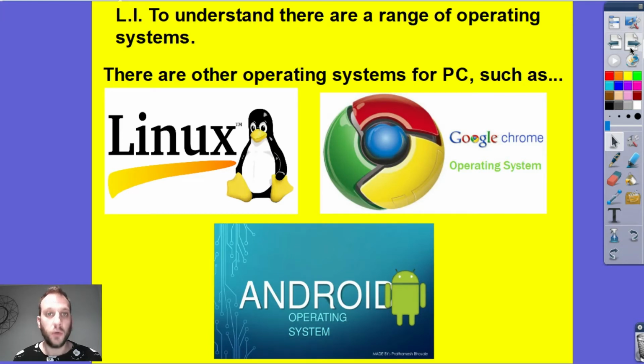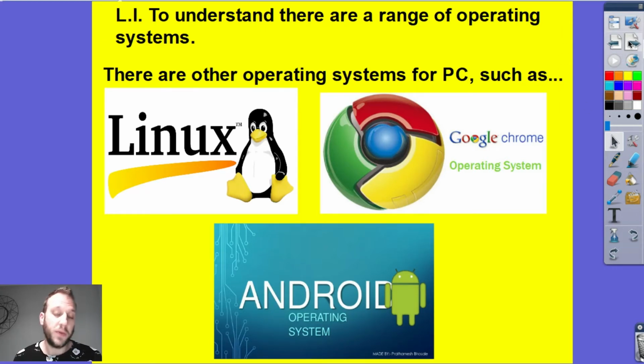You've also got Google Chrome operating system. So this is an operating system from the same people that make the Google search engine, Google, and it runs on PCs, and they also make Android. So that's both Google Chrome and Android operating systems are made by Google, but they're slightly different. And again, we'll learn more about those in upcoming lessons. So they're all for PCs.